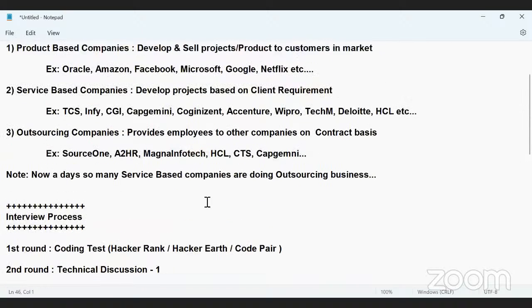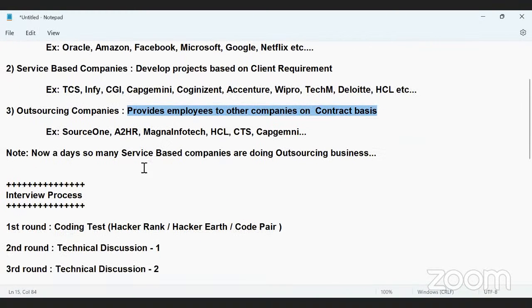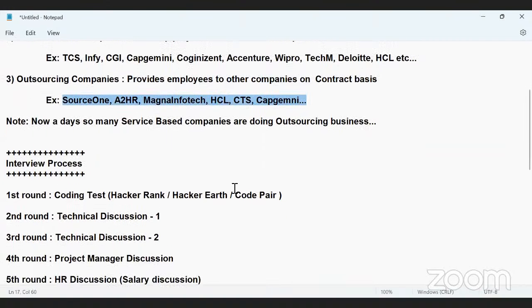Product-based companies are nothing but companies that develop the project. It is called a product and they will sell it to customers in the market. Oracle, Amazon, Facebook, Microsoft, Google, Netflix, these all are product-based companies. Service-based companies develop the project according to client requirements. Outsourcing companies will sell people to other companies on a contract basis. Nowadays, almost all service-based companies are doing this outsourcing business. Okay.